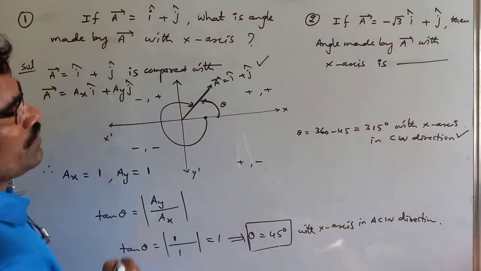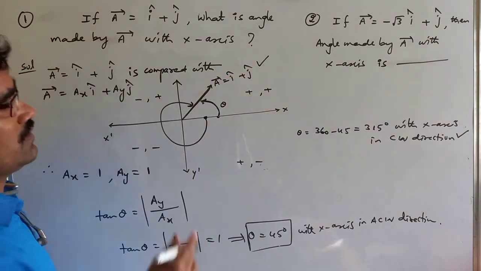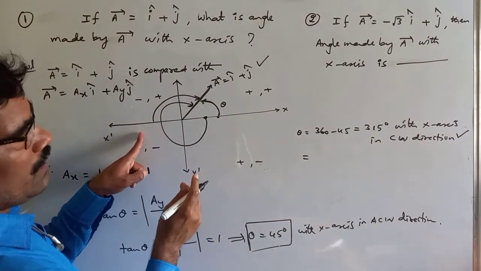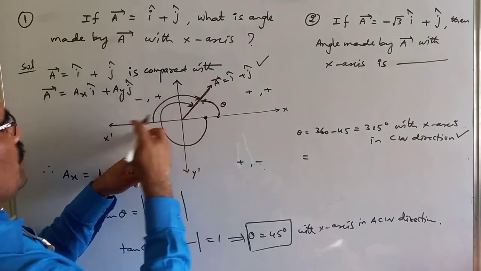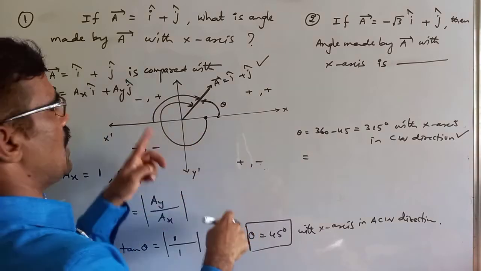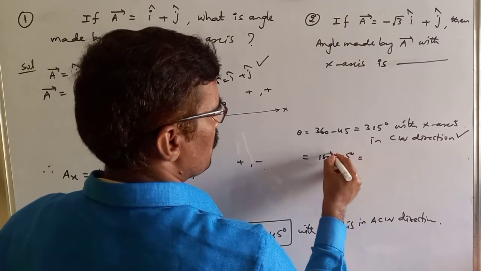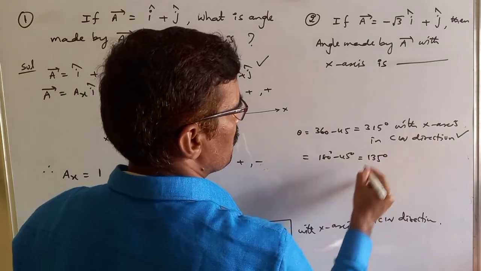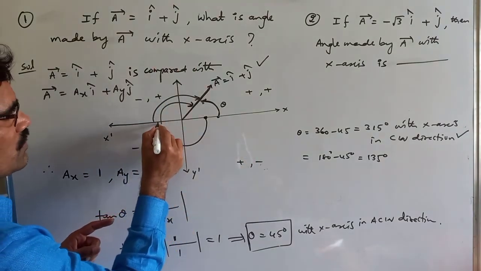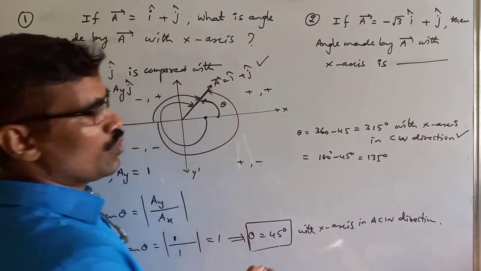Next one is with the positive x-axis versus the negative x-axis. Suppose theta is the angle made by the vector with the negative x-axis, clockwise. That is nothing but 180 minus 45, which is 135 degrees with the negative x-axis clockwise. Anti-clockwise with the negative x-axis is 180 plus 45, that is 225 degrees.